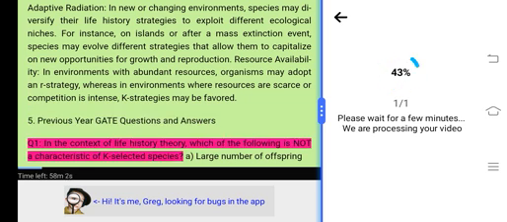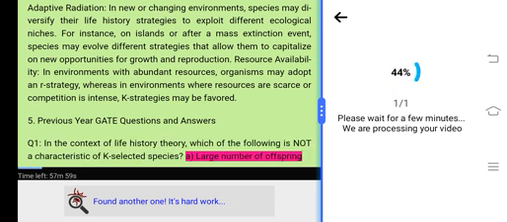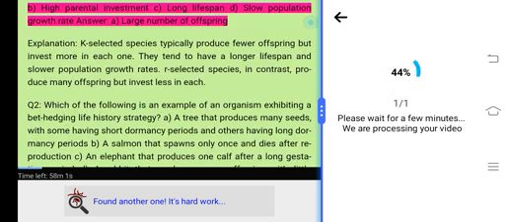Q1. In the context of life history theory, which of the following is not a characteristic of K-selective species? A. Large number of offspring. B. High parental investment. C. Long lifespan. D. Slow population growth rate. Answer. A, large number of offspring.